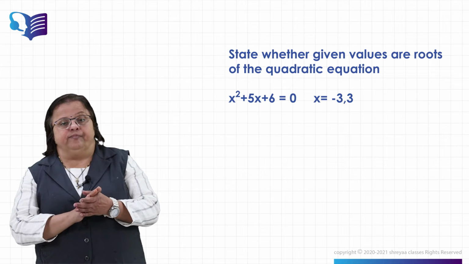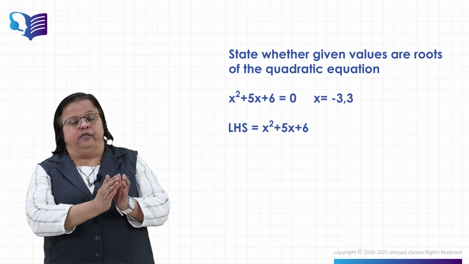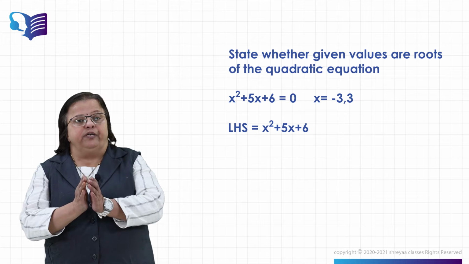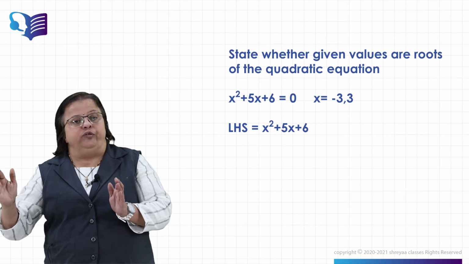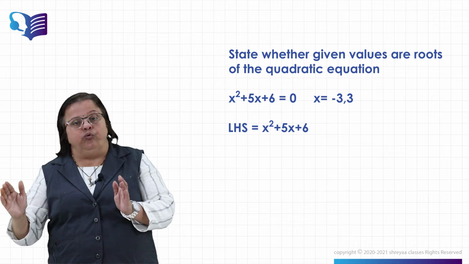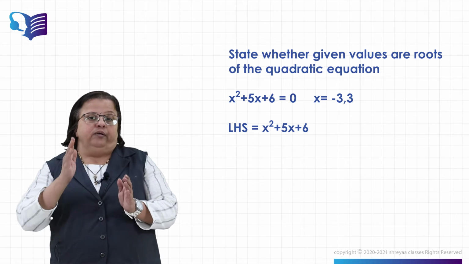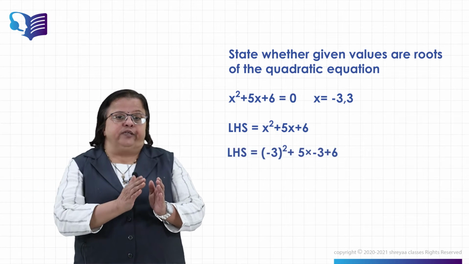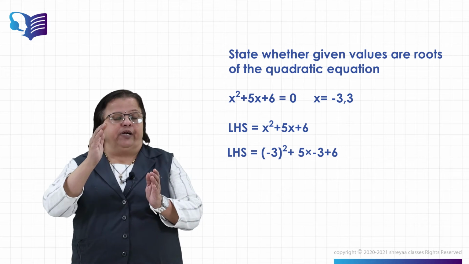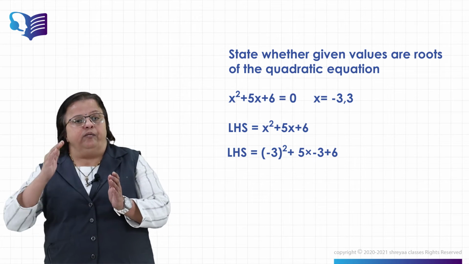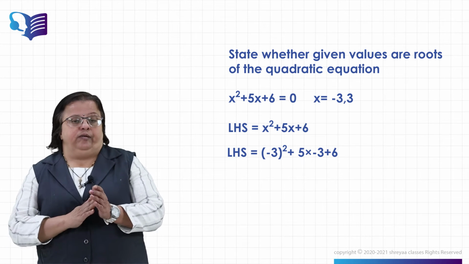So what is the method? You have to take the left hand side. What is the left hand side? x² + 5x + 6. Don't write = 0, because we don't know whether it is equal to 0 or not. Okay. Now put the value of x as -3. So (-3)² + 5 × (-3) + 6.